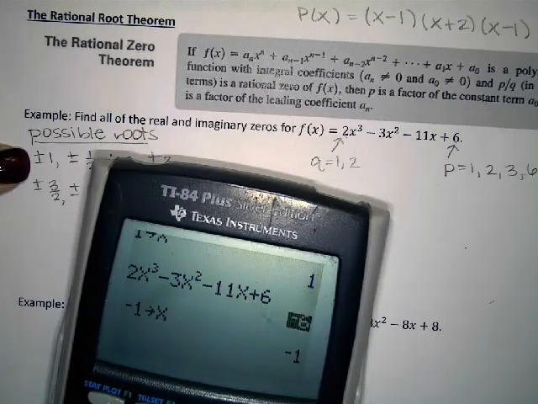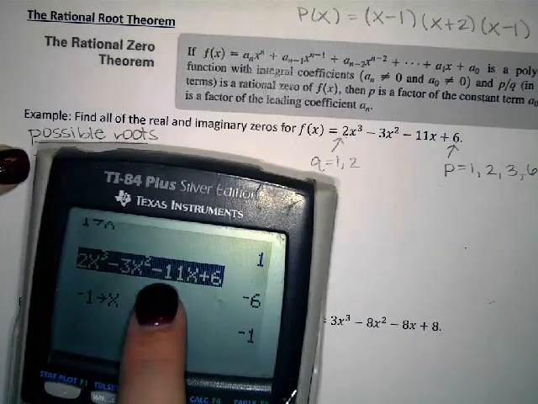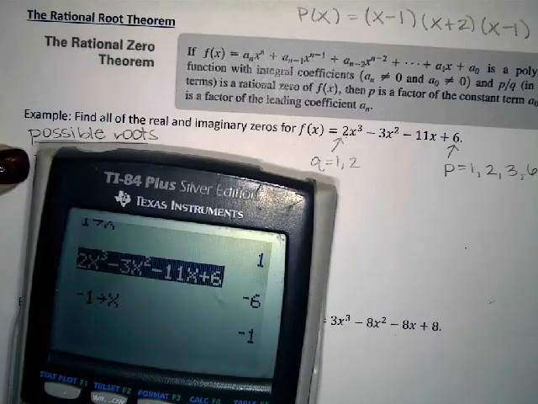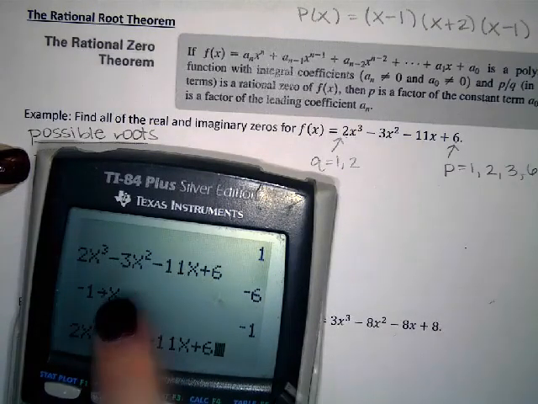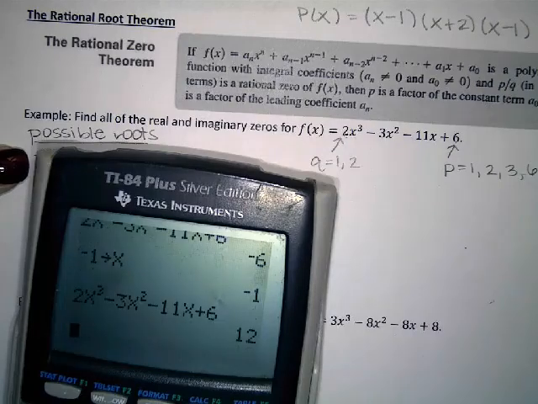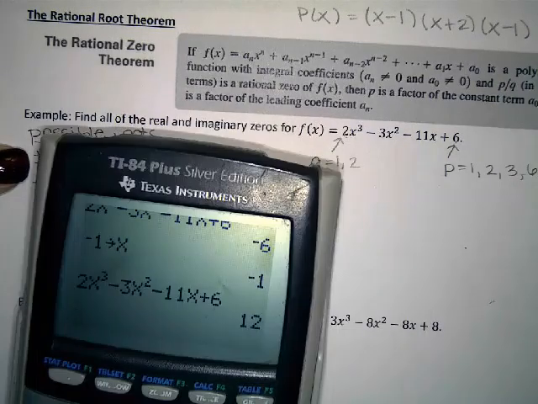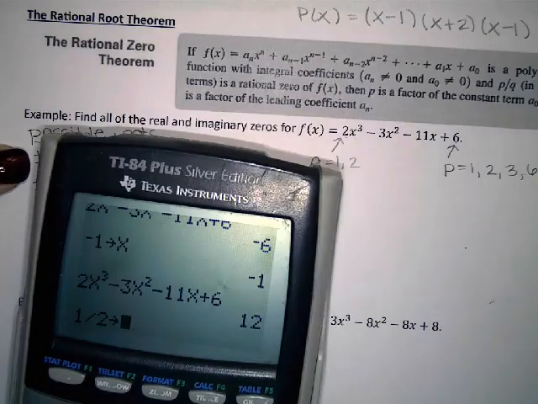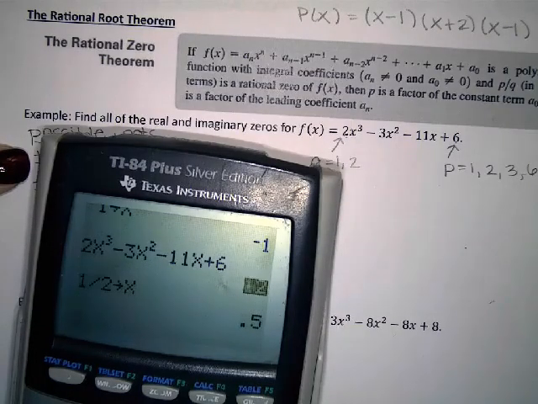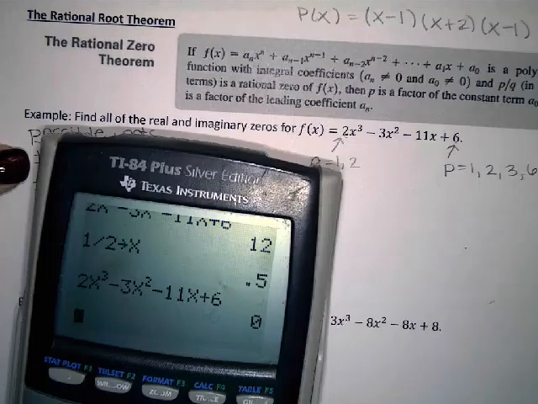Now I'm going to try 1/2. Copy paste it. 1/2 is 0. That means I just found one of my x-intercepts or one of my roots. So x equals 1/2 is one of them. All right, so I'm going to do synthetic division, 1/2.